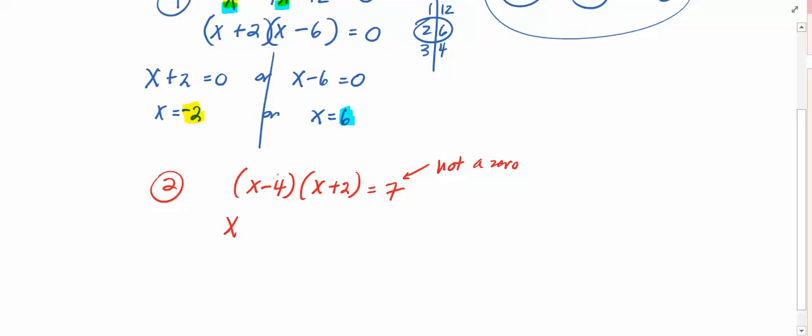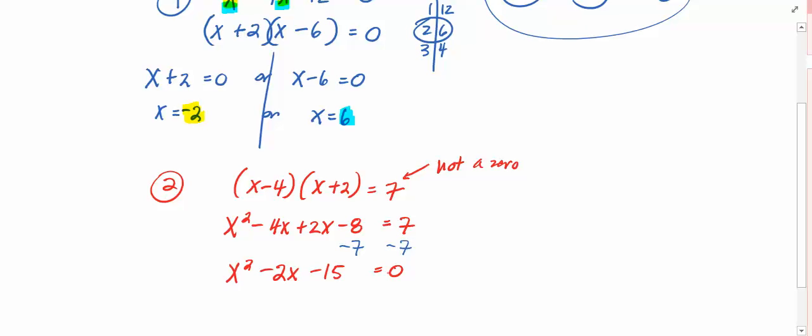We're going to have to FOIL this out. So I have x squared minus 4x plus 2x minus 8 equals 7. Now we're going to have to get the 7 off of the right side. And so now what we really have is x squared minus 2x minus 15, and that's equal to 0. Once we have that, then we're going to go ahead and try to factor it now that this is a 0. Okay, so I'm really emphasizing that. I'm taking the time to write it. This is a 0. Now we're ready to factor.